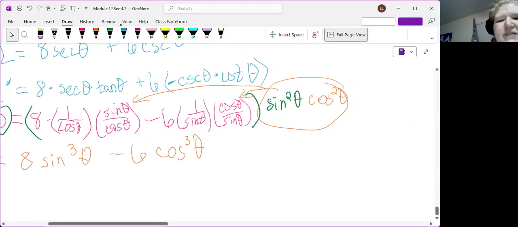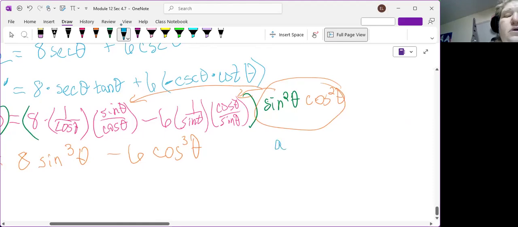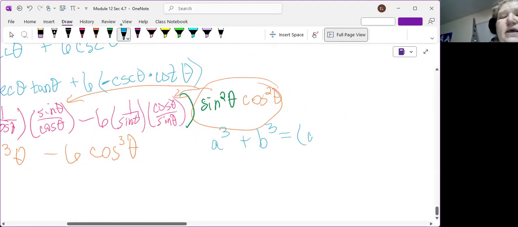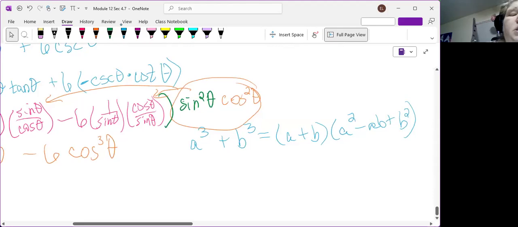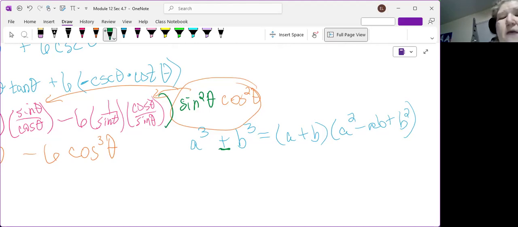All right, so over here, if I have a cubed plus b cubed, that factors into a plus b times the square of a, the opposite sign, the pair, plus the square. It's the way I taught it in college algebra at the Alamo colleges way back in the day, so that's still how I remember it. Square, opposite pair, plus square. SOPS.